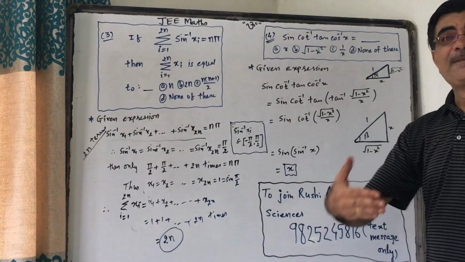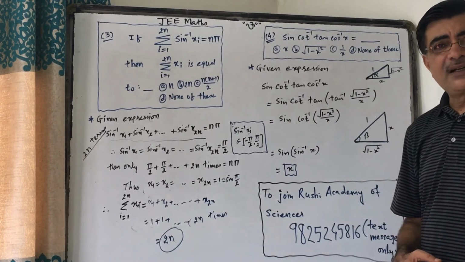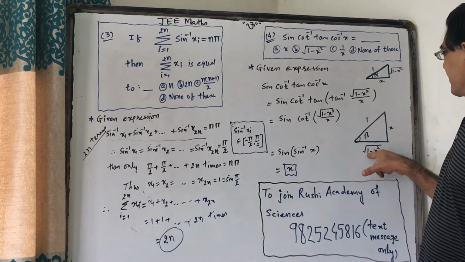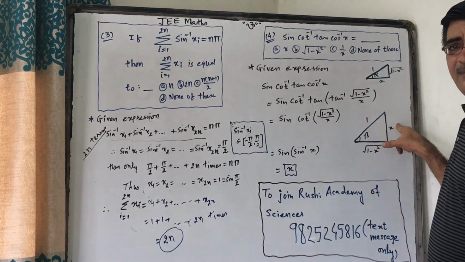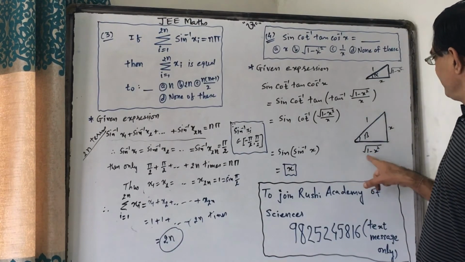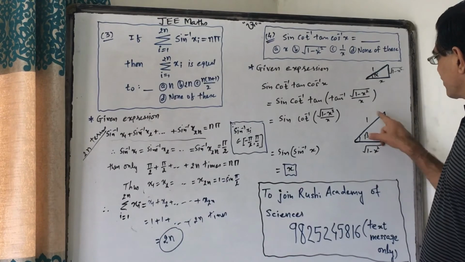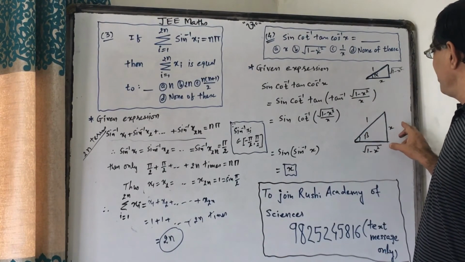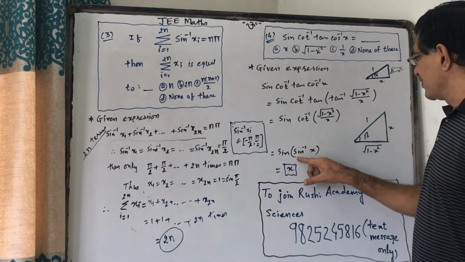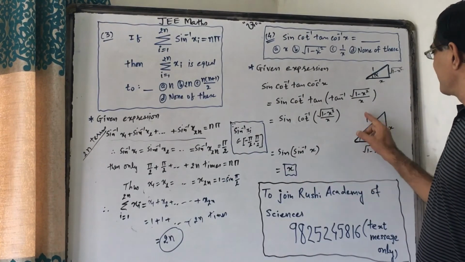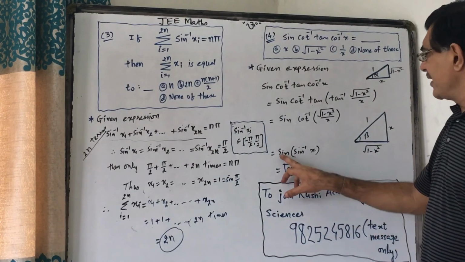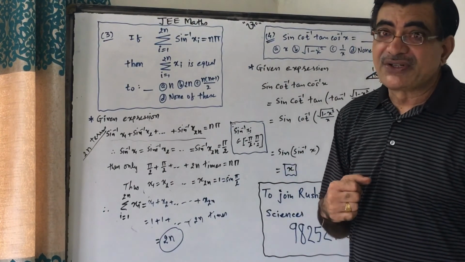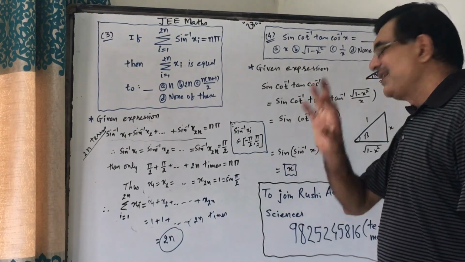Let us prepare a right angle triangle again. So cot inverse means adjacent side upon opposite side. So the hypotenuse will be square root of 1 minus x square plus x square, that is 1. From this, sine will be x upon 1. So sine of x by 1, that is x. Now sine and sine inverse again will form the identity function. So the final answer is x.